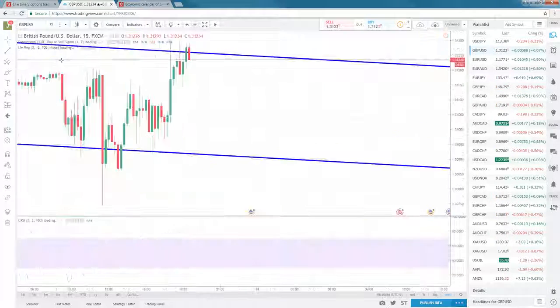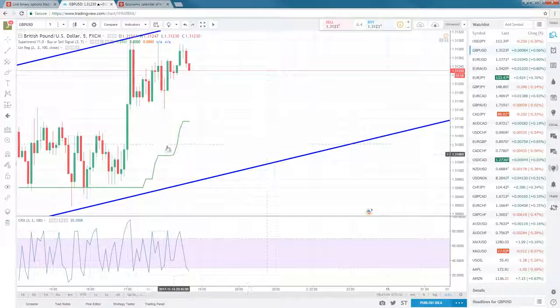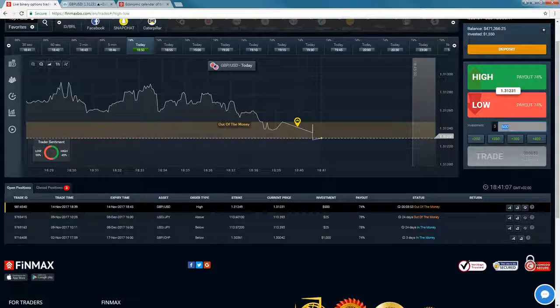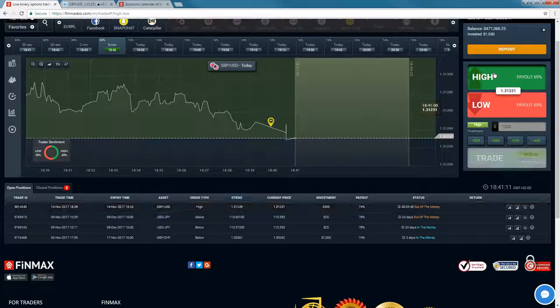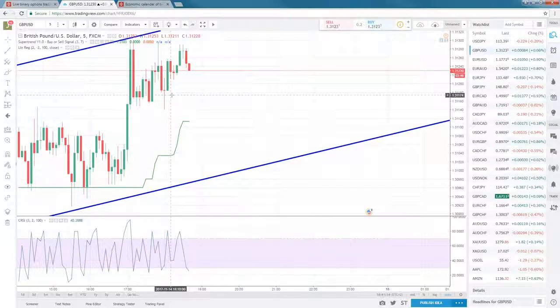Let's see if the trend is upward moving again. Yes, it is, so we can rely on our analysis. And I'm going to prepare my platform for the case if we go out of money.